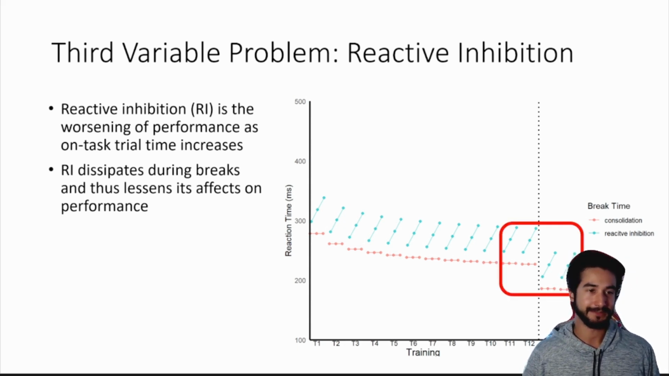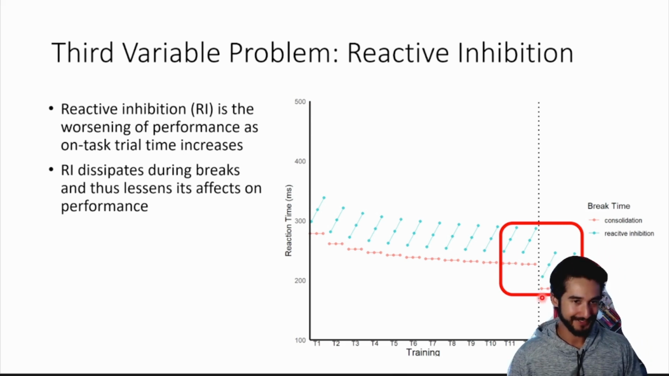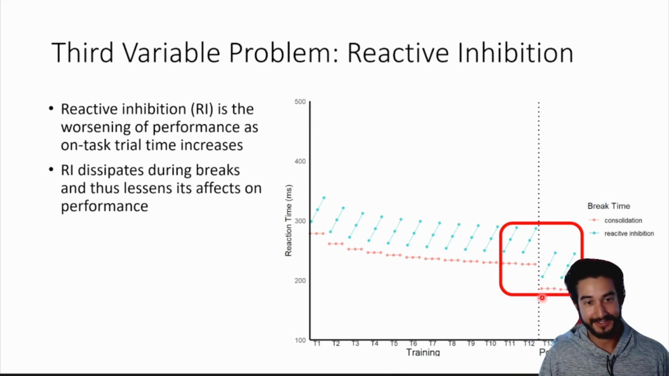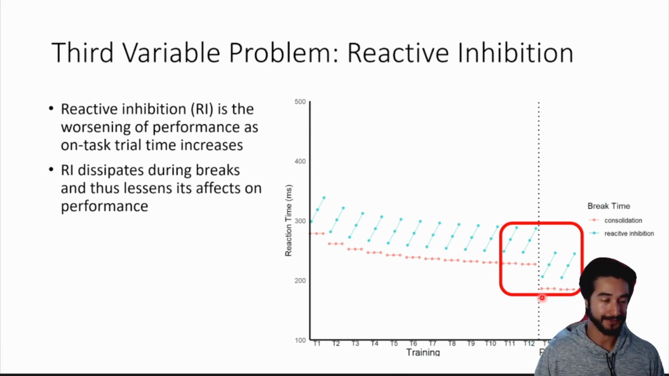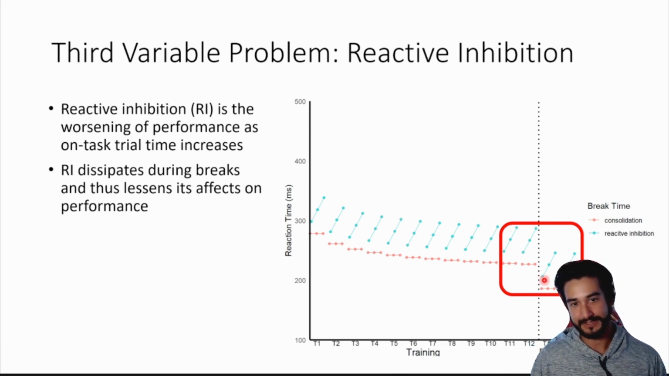So in this study I'm talking about, we were interested in the post-rest gain phenomenon. There'd be a small break, like a 5-minute break, and then they'd come back and all of a sudden they would be better. There are two explanations of why this was occurring. It was either due to consolidation or due to the release of reactive inhibition.